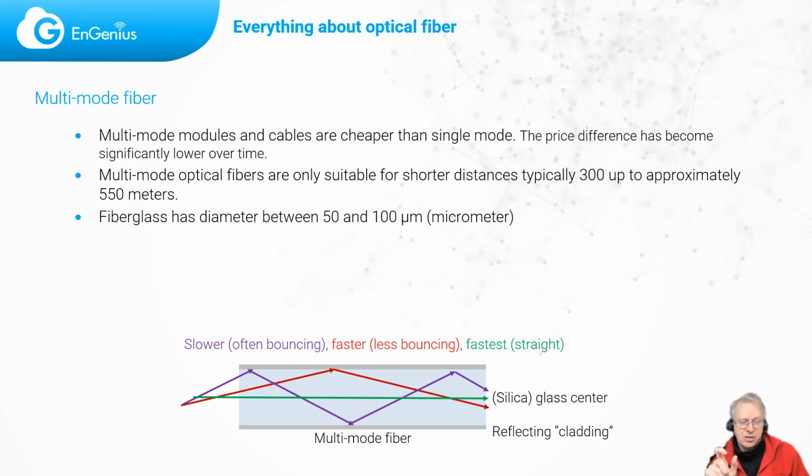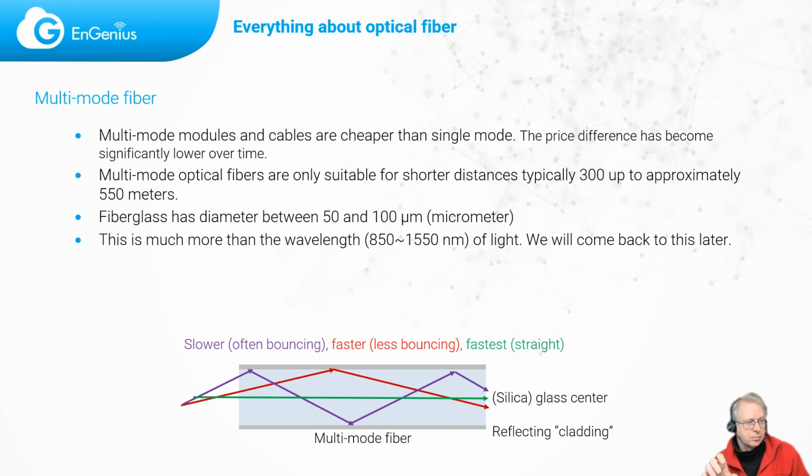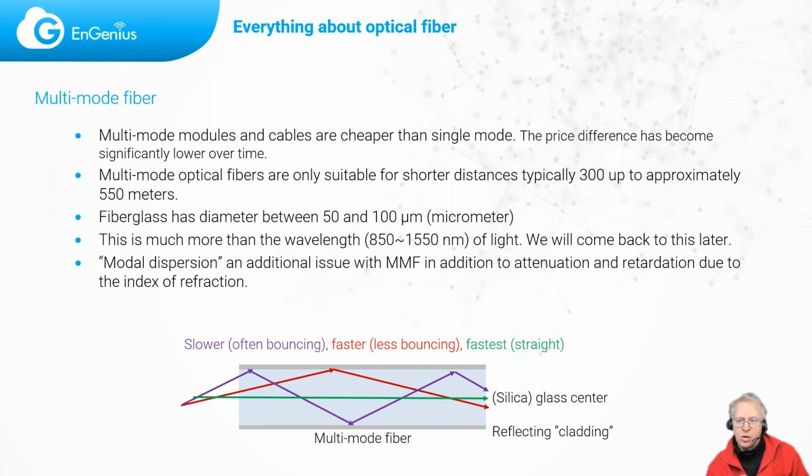The fiber glass of these fibers has a diameter of 50 to 100 micrometers. This is much more than the wavelength, which is about 1 to 1.5 micrometers. This is something we'll come back to later. The biggest issue we have with multimode fiber is something called modal dispersion.